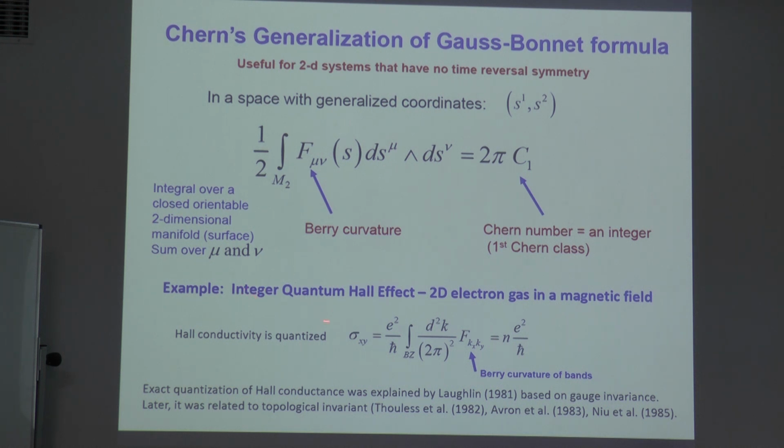And an example of this is in the integer quantum Hall effect, where you have a two-dimensional electron gas at an interface, and you look at the Hall conductivity, and you integrate the Berry curvature over the two-dimensional Brillouin zone. That quantity can be shown to be an integer times e squared over h. So that's why it's quantized. You get these plateaus of quantized conductivity. The exact quantization of the Hall conductance was explained by Laughlin in '81 based on gauge invariance, but later it was related to the topological invariant by Thouless, Avron, and Nightingale.